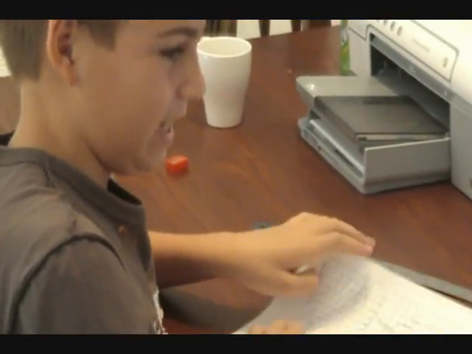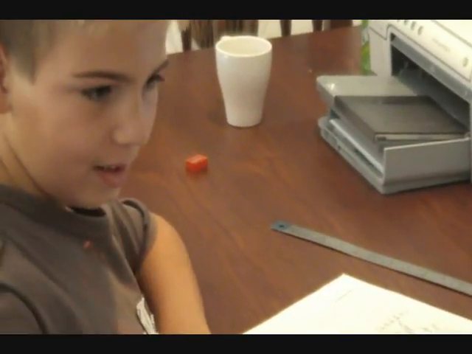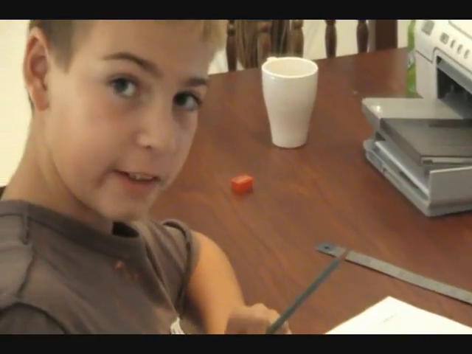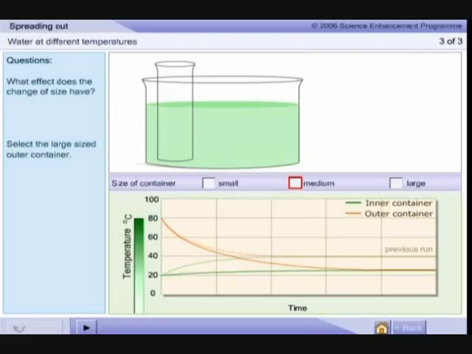Not sure. Are you guessing? Yeah. Well, what do you think steady temperature means? Steady temperature means a temperature that is basically always the same. Well, the answer is yes, a steady temperature is reached in both cases, but when the outer beaker is bigger, the steady temperature is lower.